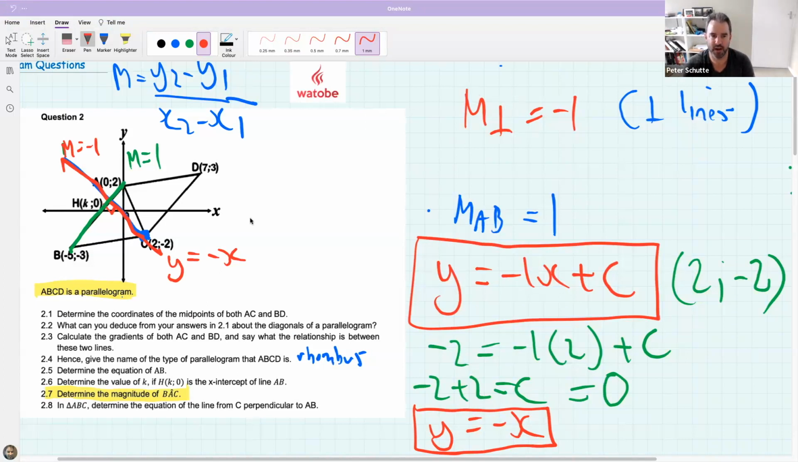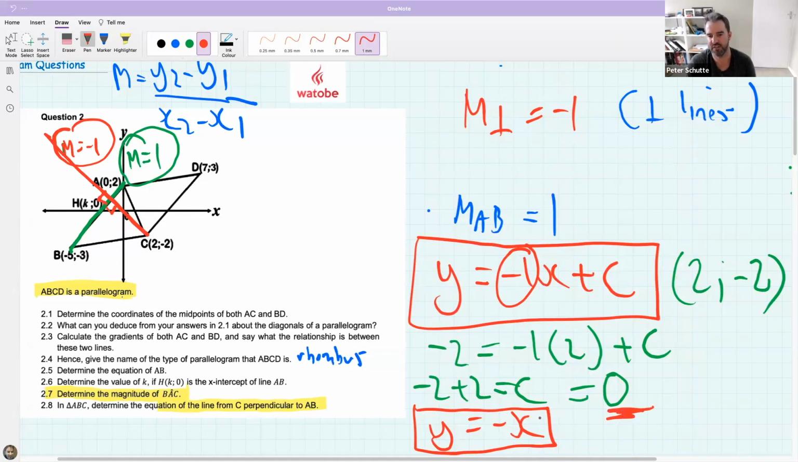Where did I get the coordinate (2, -2)? So if you look here, for Tejo, it says that the line has to go from C perpendicular to AB, and C is sitting over here. So it has to go from C, and it has to be at a right angle to the line AB. So what I did was I said, look, the green one, I know already, it's 1. Therefore, something that's perpendicular to that, its gradient will be -1. So that's where this -1 came from. And then I've subbed in the point (2, -2), and I found that C was 0. And so eventually the equation would just be that, but we don't write the 0.